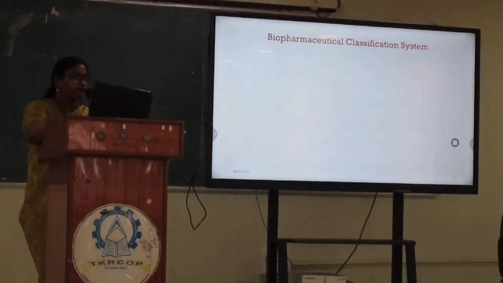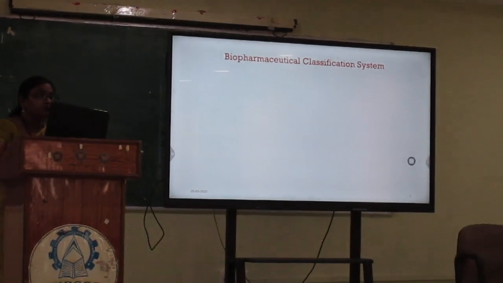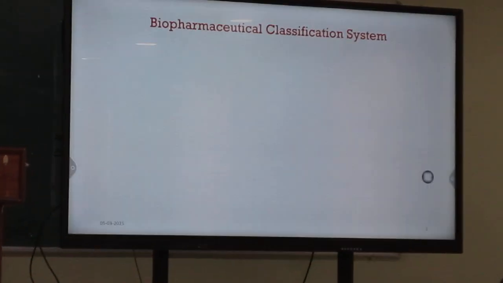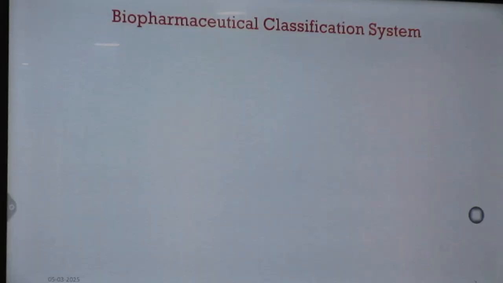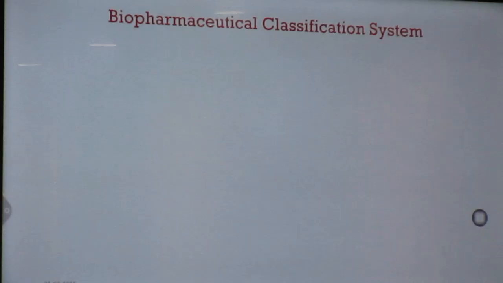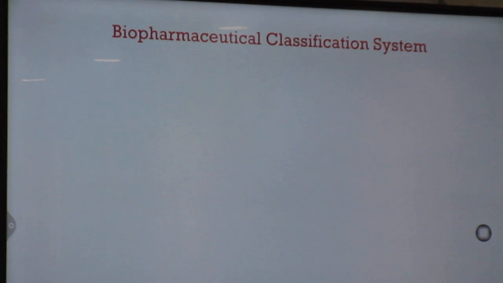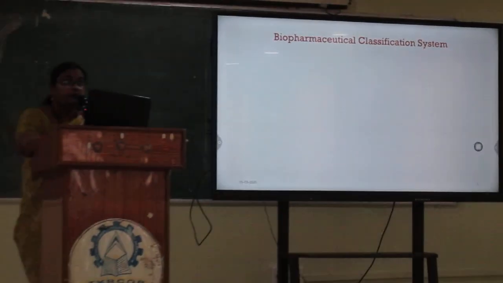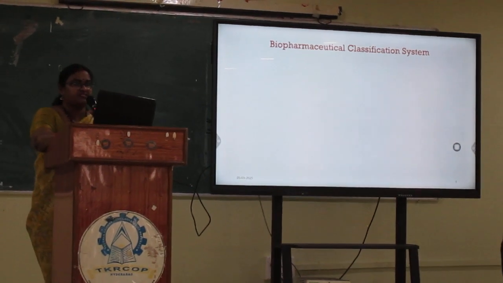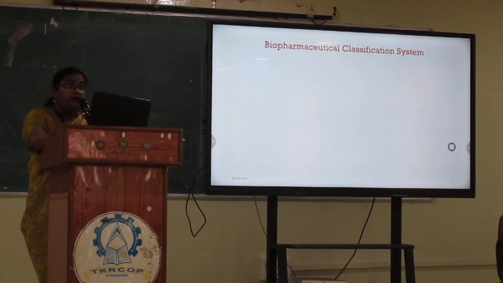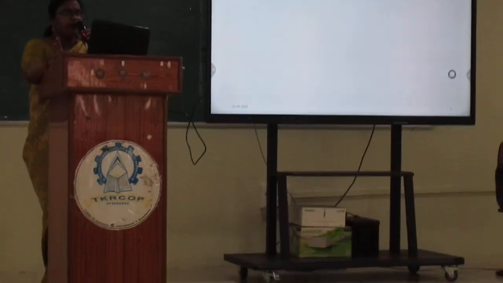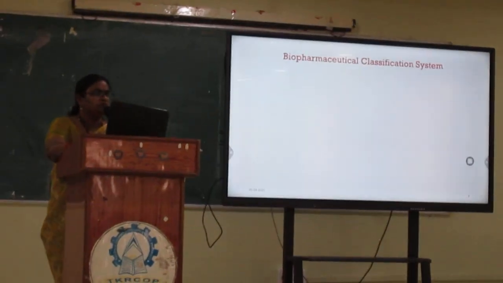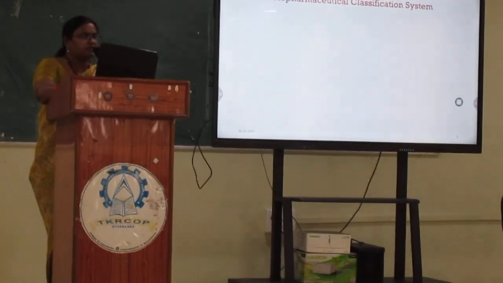Now the first one. What is this called? The Biopharmaceutical Classification System. Why is it used? Where are you going to use this BCS classification? To classify the drugs. We are going to classify the drugs, and we are going to classify human beings also. Agree or not? Two students are there.